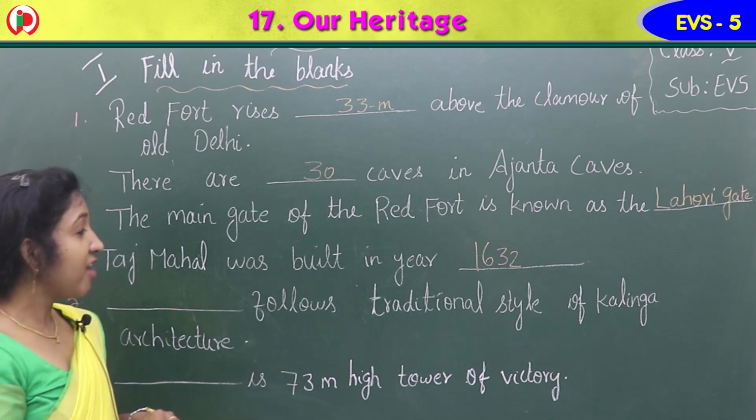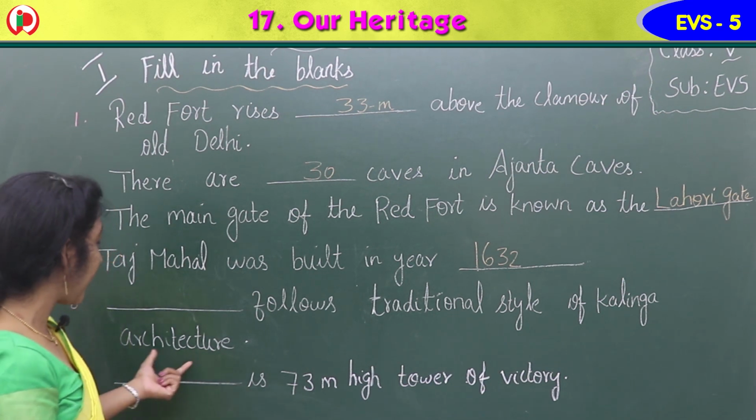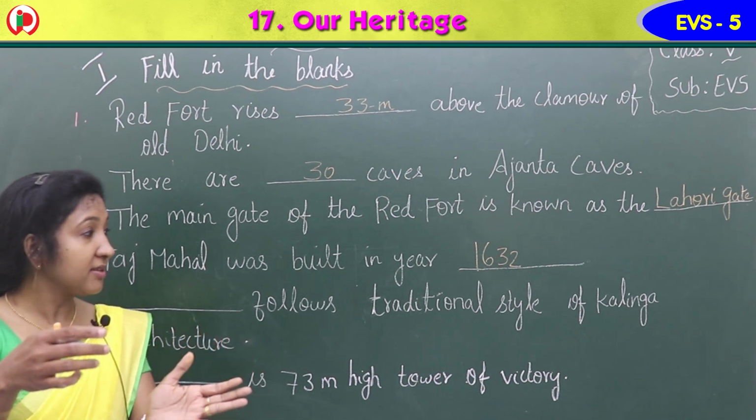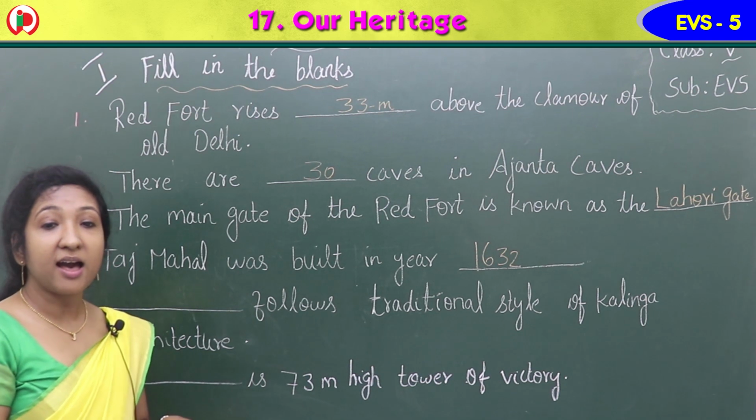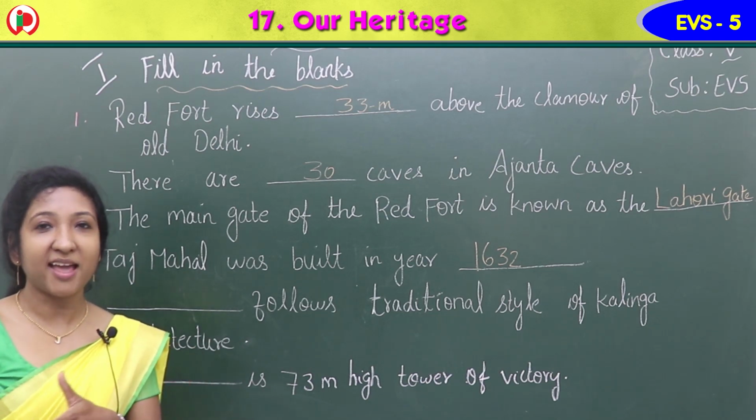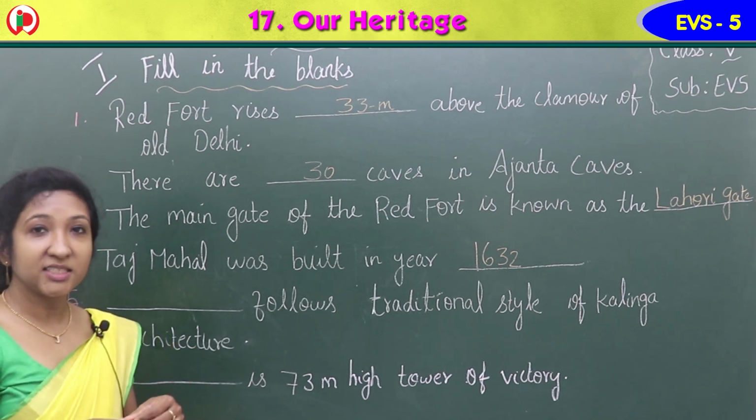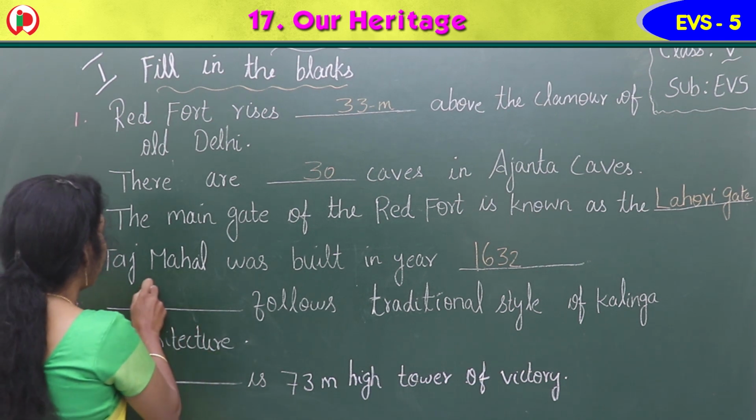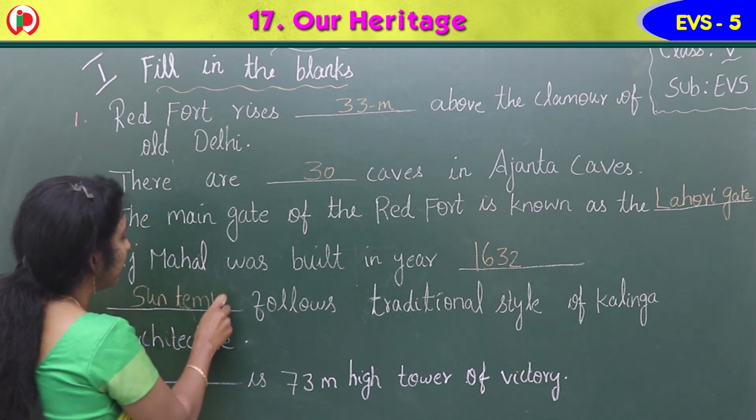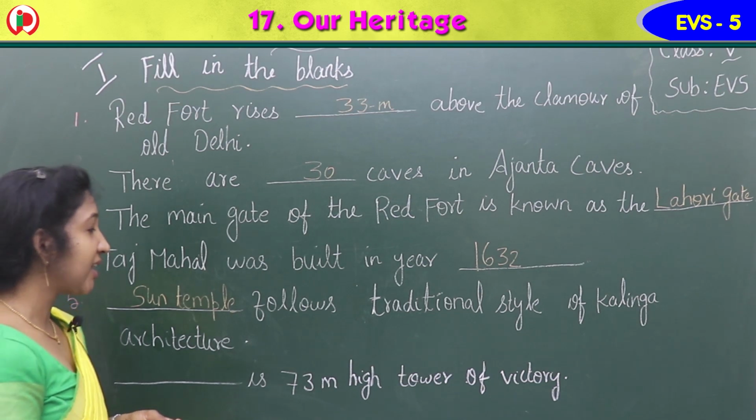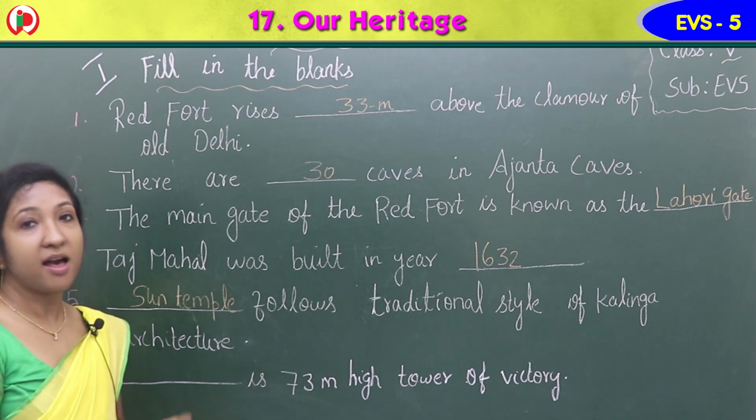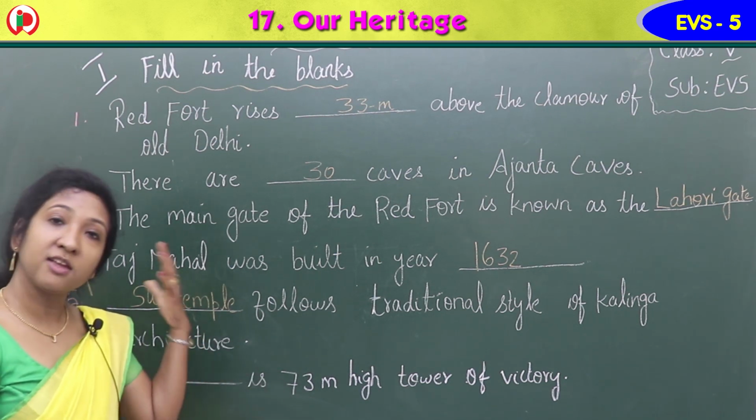Now, the fifth one, dash follows traditional style of Kalinga architecture. Yes. Which thing is following this traditional style of Kalinga architecture? Yes, a famous World Heritage Site. It is Konark Sun Temple, we say. So we can write Sun Temple, S-U-N, Sun, T-E-M-P-L-E, Temple. Sun Temple follows the traditional style of Kalinga architecture. It follows the design, the pattern of Kalinga architecture, we say. Sun Temple in Konark in Odisha.